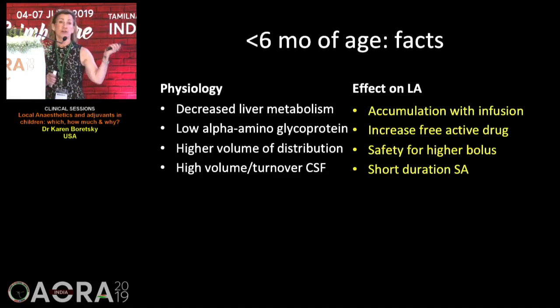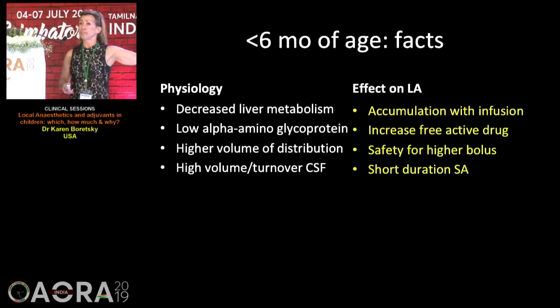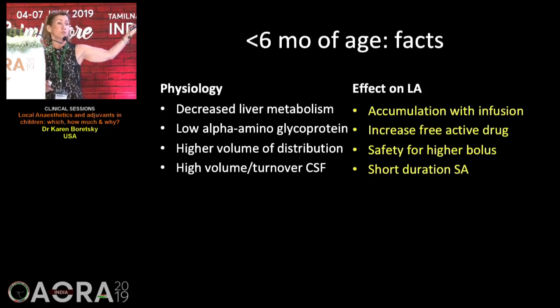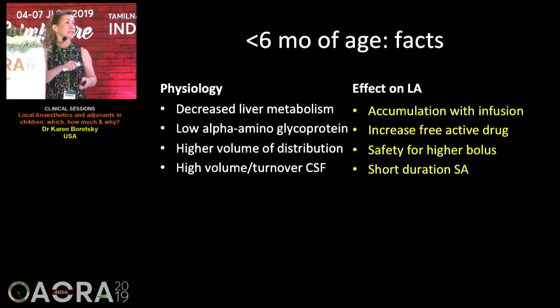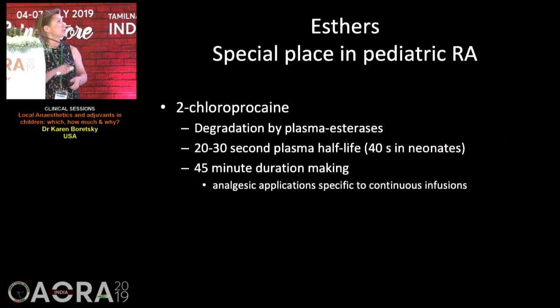Because of the higher volume of distribution, there's sort of this yin and yang. With the increased risk for low proteins, we also see that with the boluses, with a larger volume of distribution, they tolerate the drugs and distribute it a little bit better. And we see a shorter duration of action of our spinal anesthetics in this age group in particular.